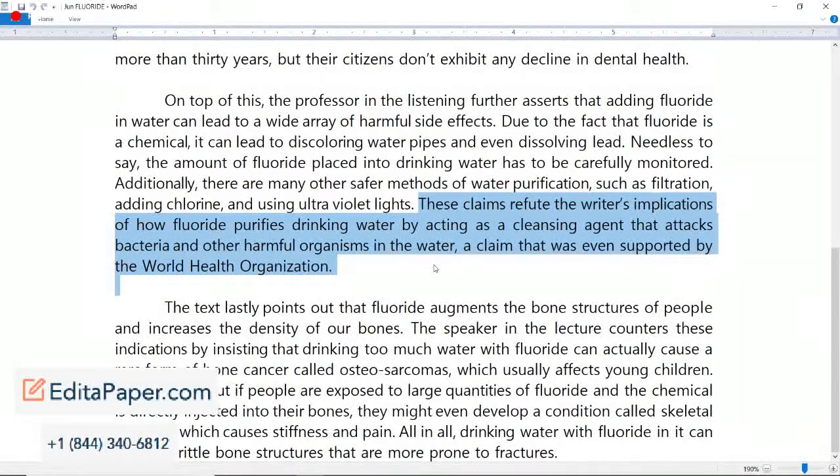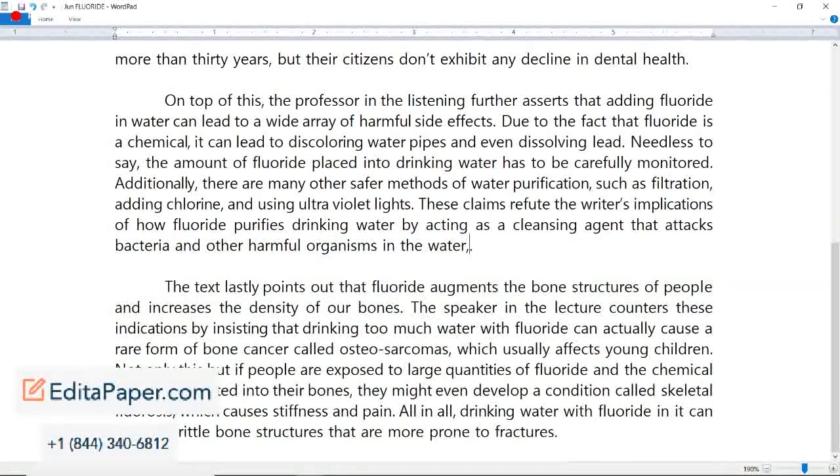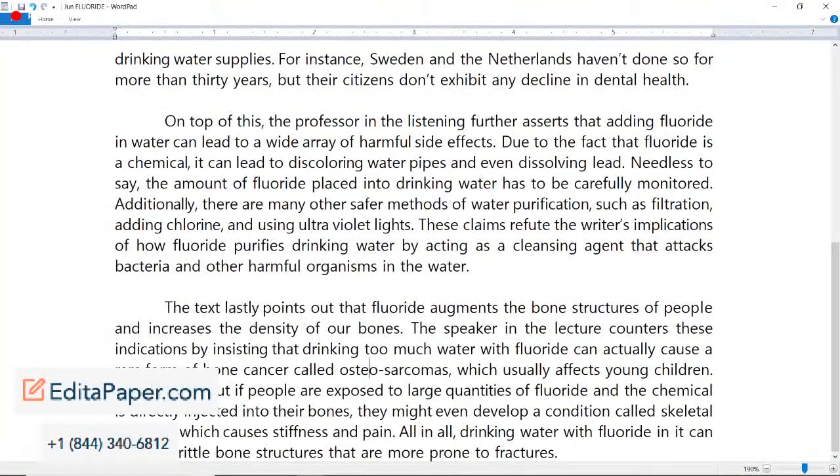These claims refute the writer's implications of how fluoride purifies drinking water by acting as a cleansing agent that attacks bacteria and other harmful organisms in the water, a claim that was even supported by the World Health Organization. Okay, now I added this little friend over here since by the time I was done typing the essay, I still had about 8 minutes left. So I just wanted to add more information from the reading passage since I basically said everything possible from the lecture. But I'm gonna delete this because you really don't need it, and it's not a good example.